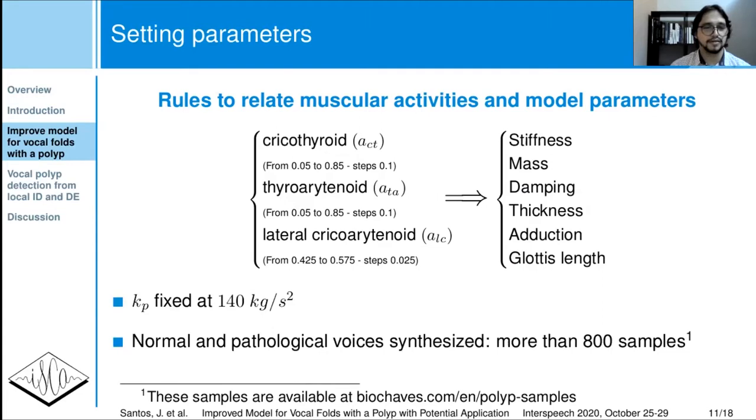And also, we will need the stiffness for the polyp that is fixed at 140 kilograms per second squared. And for some others, the damping factor for the polyp is calculated based on this value. So with this, we synthesized some normal and pathological voices, and we got more than 800 samples. And for those who are interested in this, the samples are available at our website.